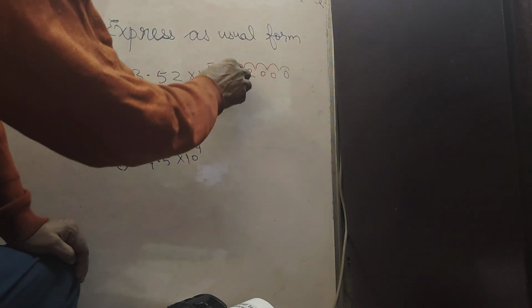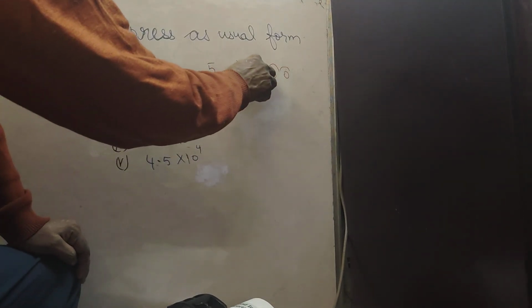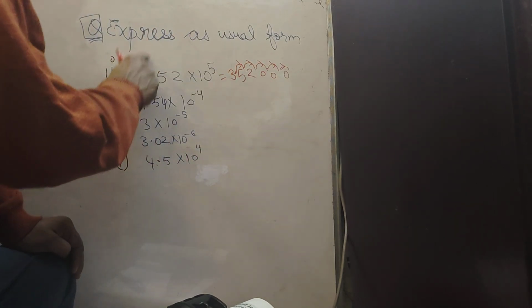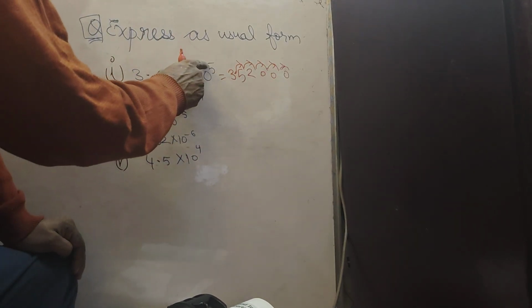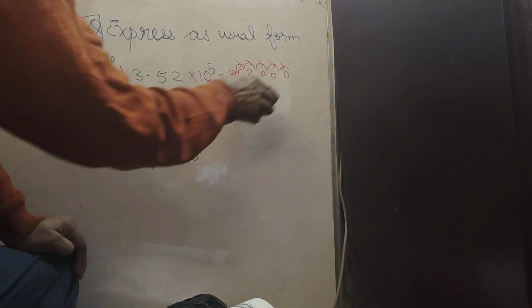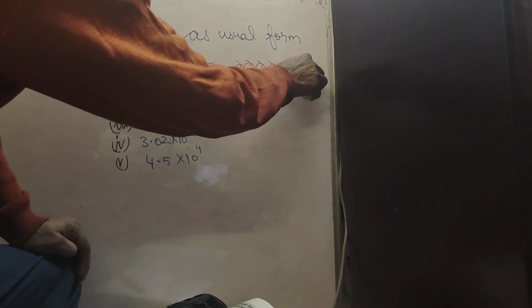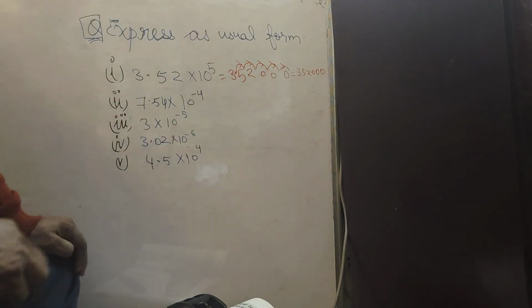Because we are shifting this decimal toward the right side, the exponent tells us how many digits the decimal shifts. So the answer is 352 followed by three zeros.